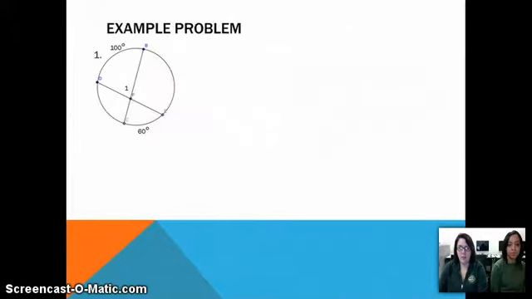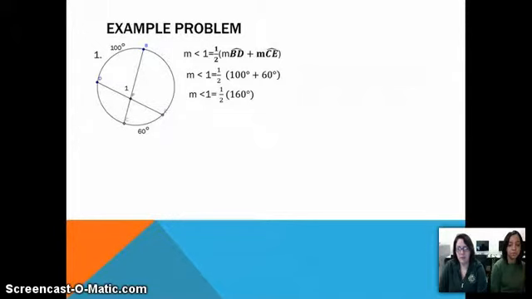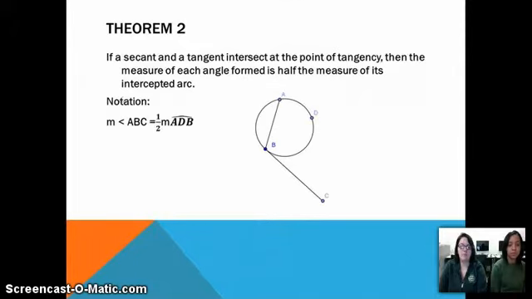Here's an example of Theorem 1. We have our formula, so we need to plug in the values for the measure of arc BD and the measure of arc CE. We know those to be 100 degrees and 60 degrees. So we know the measure of angle A is equal to 1/2 160 degrees. This means the measure of angle 1 is equal to 80 degrees.